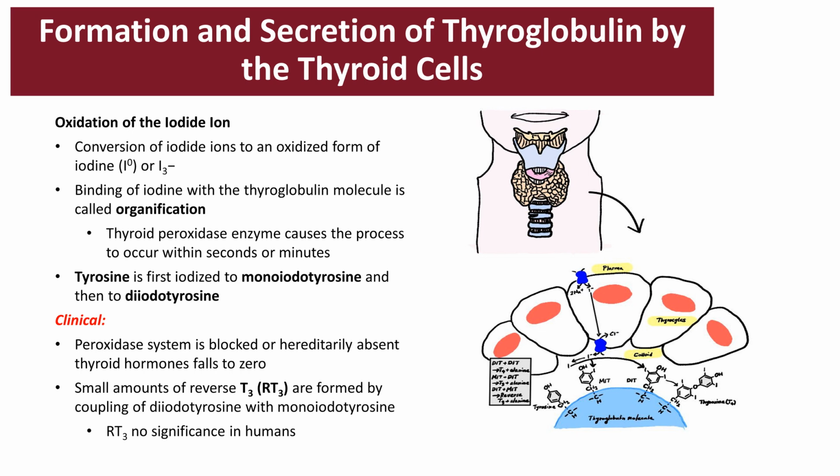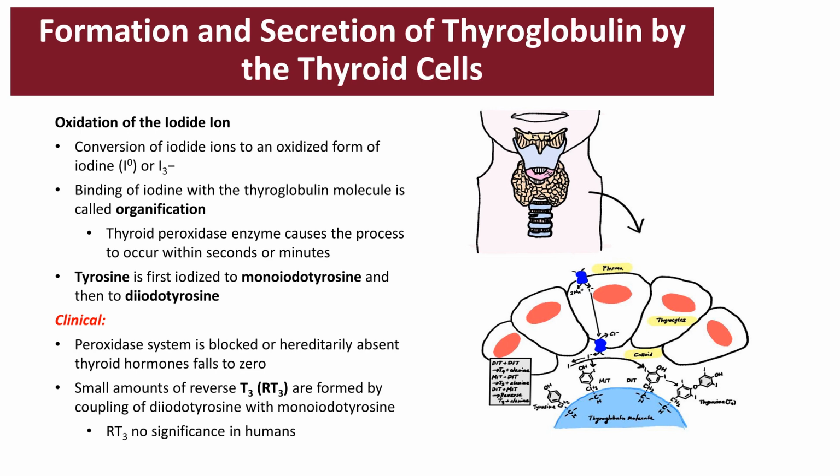The peroxidase system could be genetically absent or potentially blocked, which can cause a patient to not be able to produce any of these hormones. Very small amounts of the reverse T3, RT3, is formed in this process of coupling T1 and T2. RT3 does not have any significance in the human system, so it's not readily tested.